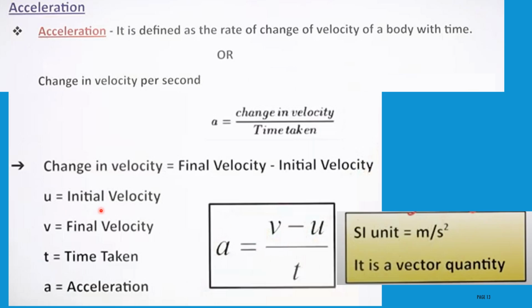Here u means initial velocity, v means final velocity, t means time taken, and a means acceleration. The SI unit of acceleration is meter per second square. Acceleration is a vector quantity.